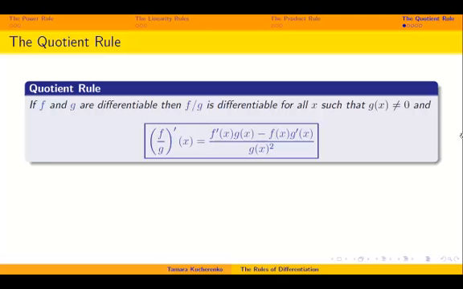If f and g are differentiable, then f divided by g is differentiable for all x such that the denominator, g of x, is not 0, and the derivative of f divided by g equals the derivative of f times g minus f times the derivative of g divided by g squared.